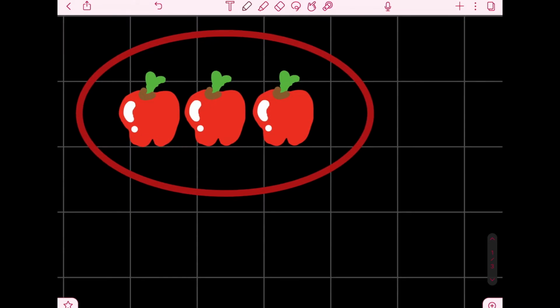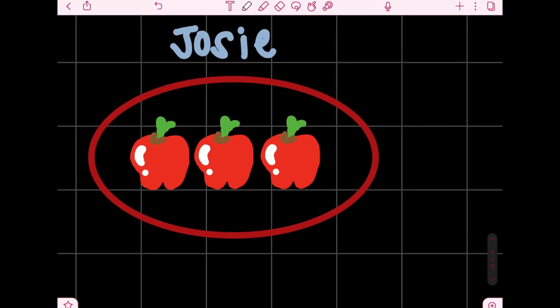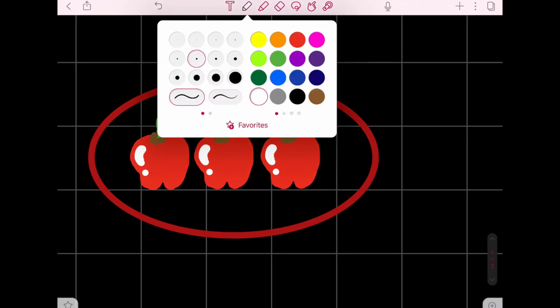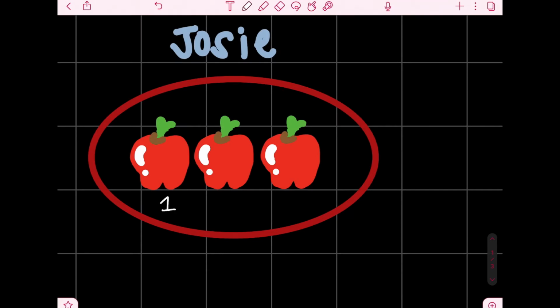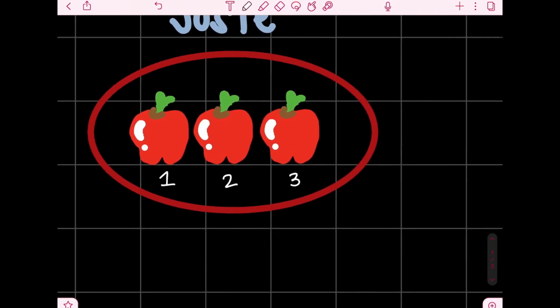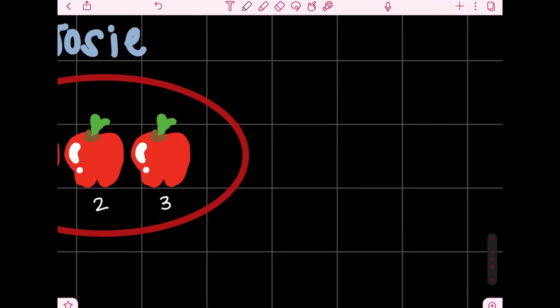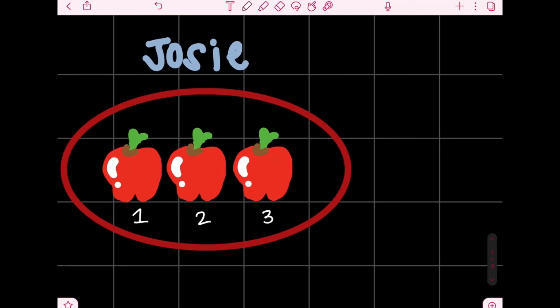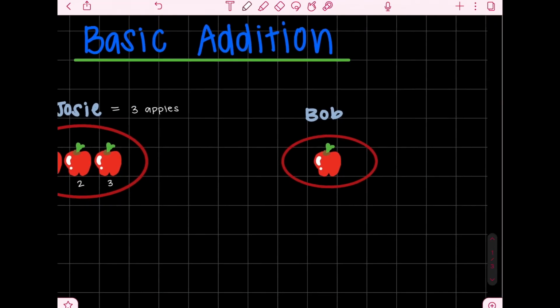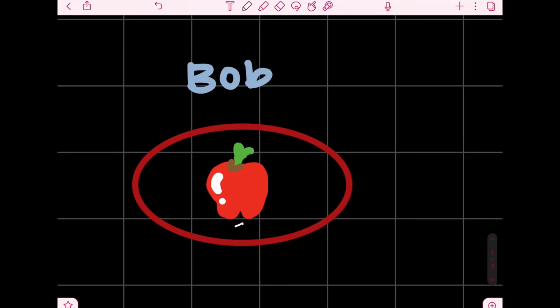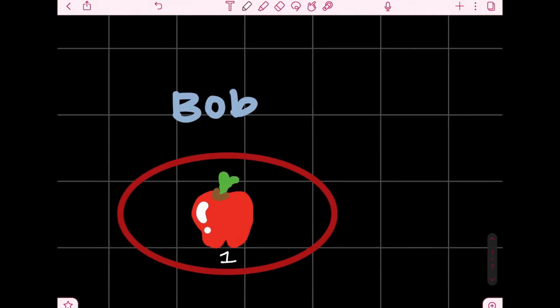So Josie has these many apples. Let's see how many she has. She has 1 apple here, a 2nd apple here, and a 3rd apple here, which means that Josie has 3 apples together. I'm just going to write 3 right next to her name. 3 apples. Let's go over to Bob's. Bob has 1 apple here, and since he doesn't have any more, we're just going to say that Bob has 1 apple.